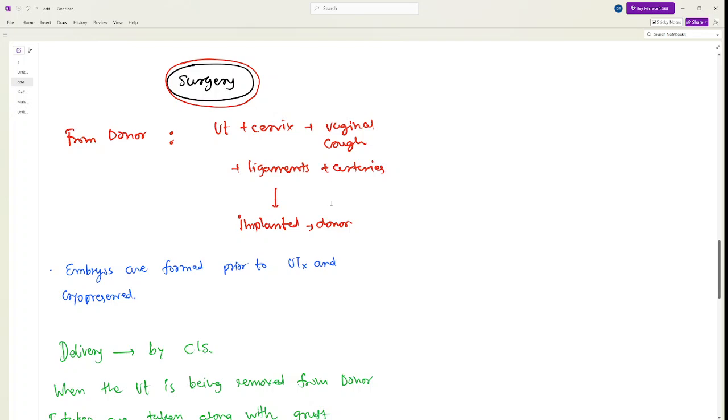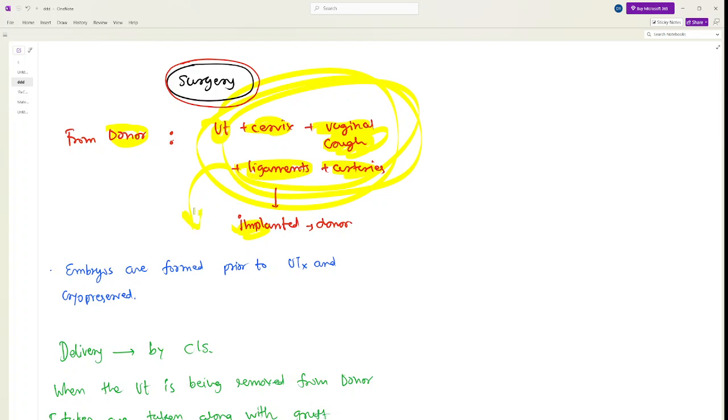Now, if we talk a little bit about the surgery, what do we remove from the donor? We remove the whole uterus, cervix, upper one third vaginal cuff, and ligaments. What are the ligaments? The uterosacral ligaments, cardinal ligaments, even round ligaments. And the arteries supplying the uterus. All this complex is implanted into the recipient, not just the uterus.